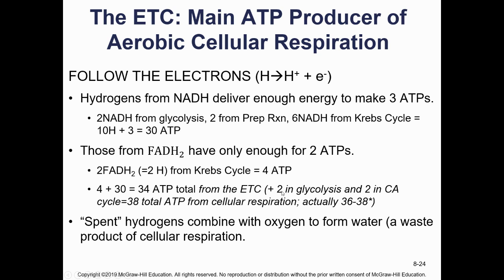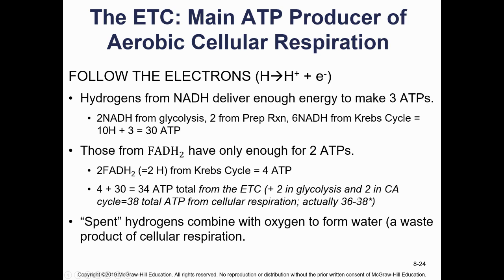Then I also have 2 ATPs that I formed in glycolysis and 2 ATPs that I formed in the citric acid cycle. So I have a grand total possible of 38 total ATPs from aerobic cellular respiration. You'll see the accounting lists 36 to 38.